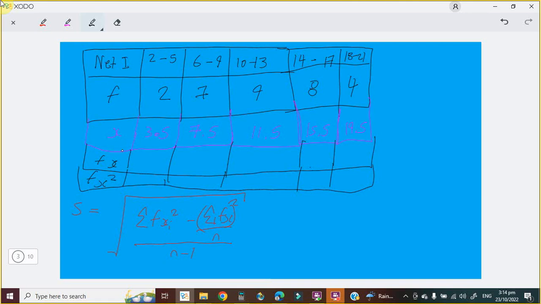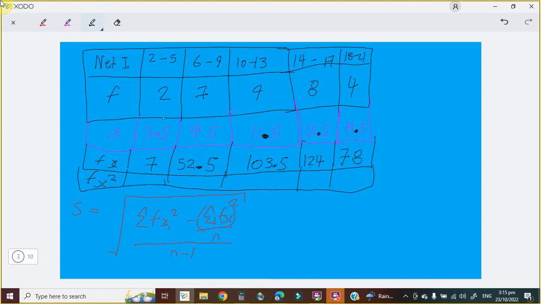So for fx we multiply 2 times 3.5, which is 7. 7 times 7.5, I think that was 52.5. 9 times 11 and a half, how much did we say that was again? 103.5. And 8 times 15.5? 124. And 4 times 19.5, what is that? 78, yes.